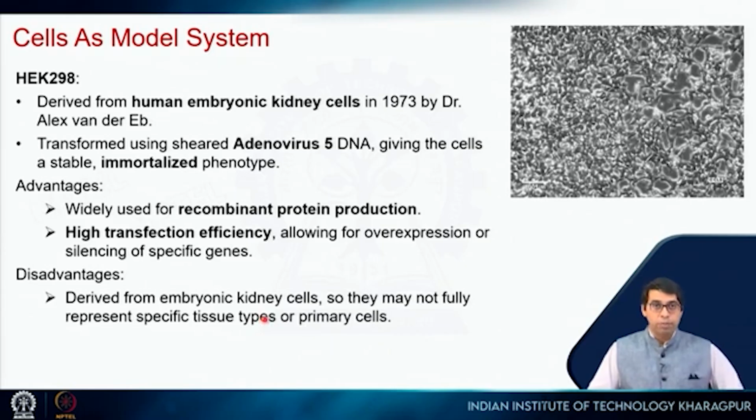So if you want to do experiments in lung cells, then HEK 293 cells will not be good enough. You will actually have to take cells which are derived from lung. So one has to be aware of the tissue specificity when using systems like this.